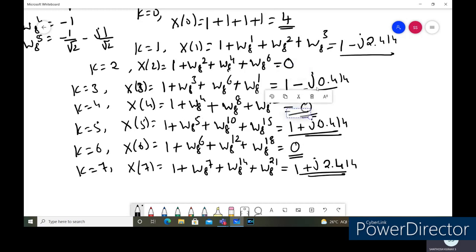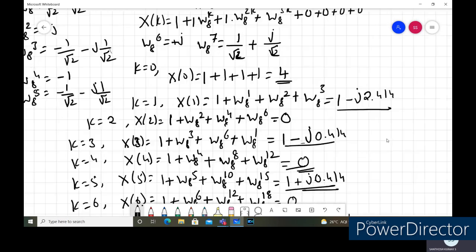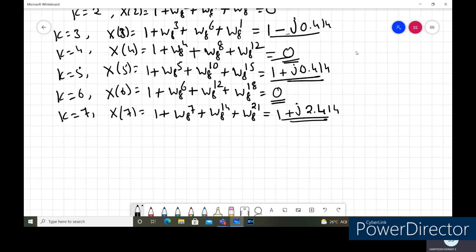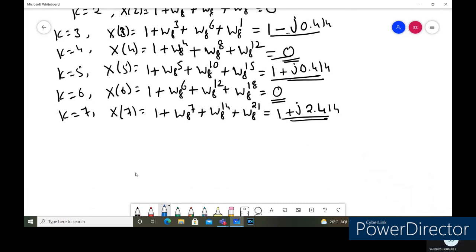So we got the values. For k is equal to 0, we got 4, and for k is equal to 1, 2, 3, 4, and 5 here. So in the frequency domain also, for the discrete Fourier transform, the values will be discrete in nature. So let us summarize the values for this x of k once we find them.